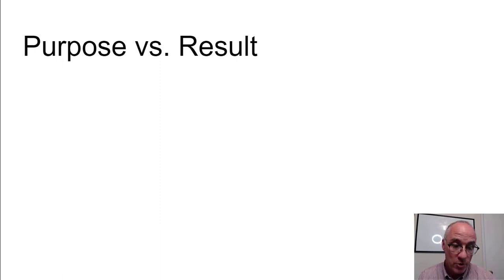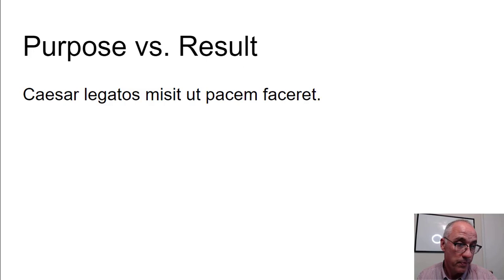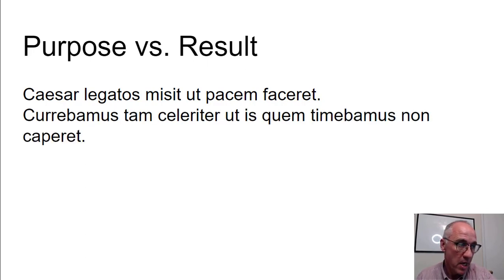Purpose versus result. Caesar sent legates so that he might seek peace. Okay? Notice it's the ut, so you have a clause here, but there's no tam in there. There's no so in that sentence. So just looking at the format of the sentence, you can predict. You can, if you want to, hedge your bets here. There's no tam, ita, or sic. That's a purpose clause. That's correct.